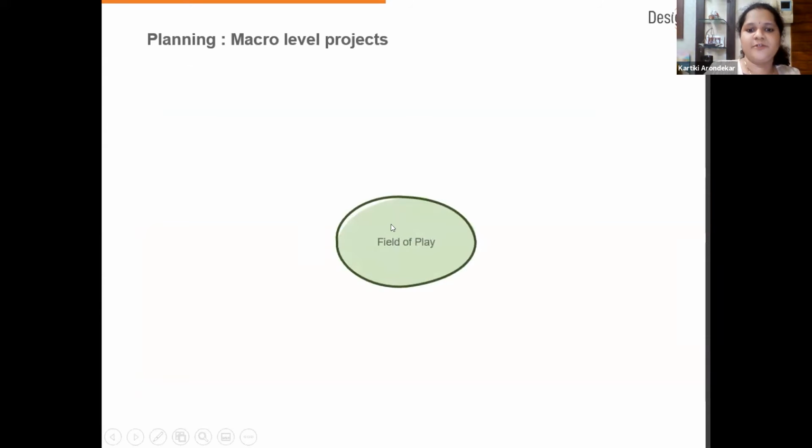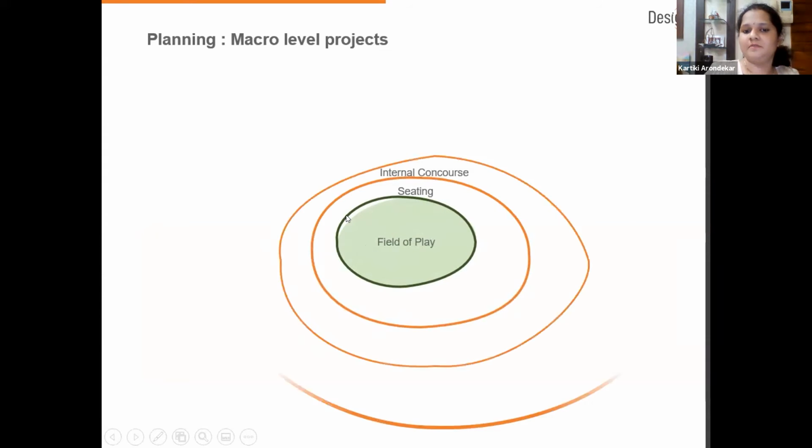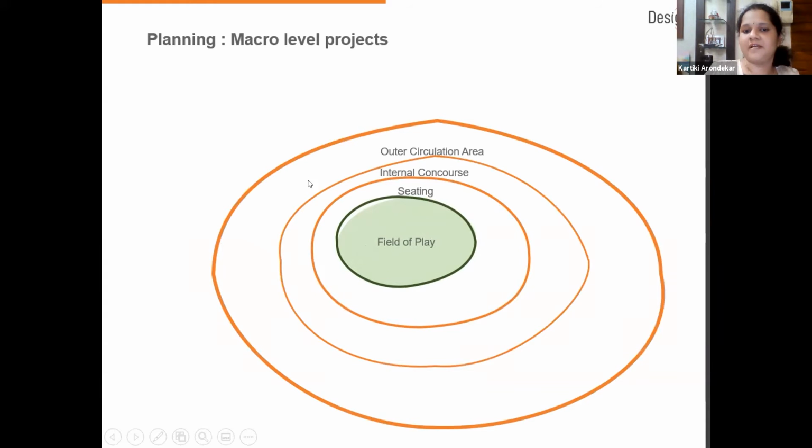So you have the field of play, then you have the seating core, you have the internal concourse and the outer circulation area, and you are connected with the outside field. This is what your zoning, basic primary zoning, is about.